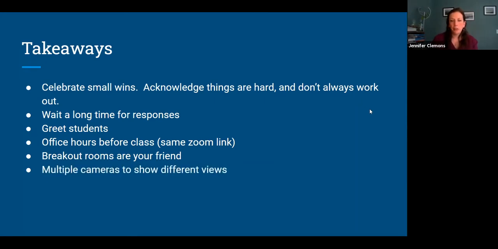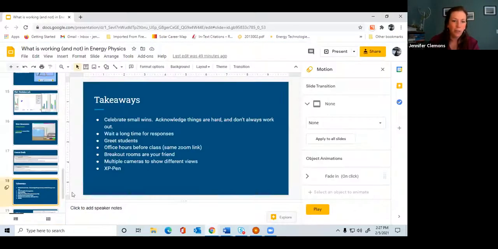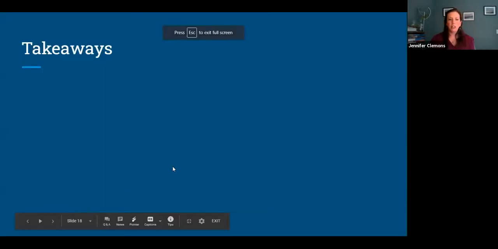Multiple cameras to show multiple views. I know Jim gave us a presentation on that yesterday or a couple days ago, but again, I have my lab set up over here and that has been really, really helpful with the multiple cameras. That way I can show different things if I'm going to write something or so on. You saw in some of my lab pictures.